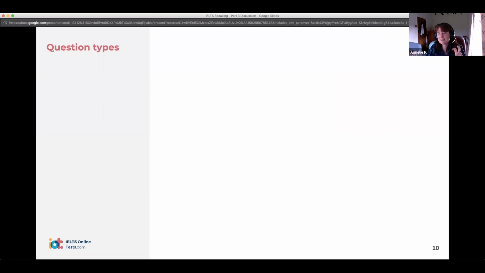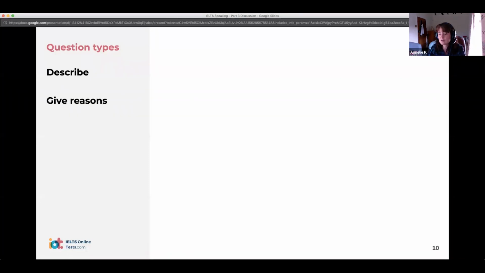So let's look at the question types now. So whatever the topic that the part 3 is on, there are certain types of questions that you are likely to be asked. And for all of those types of questions, there are linking phrases and introductory phrases that you can use that are going to help the examiner follow your answer. Okay, so these are the types of questions.